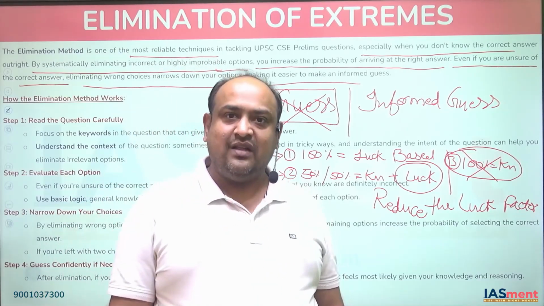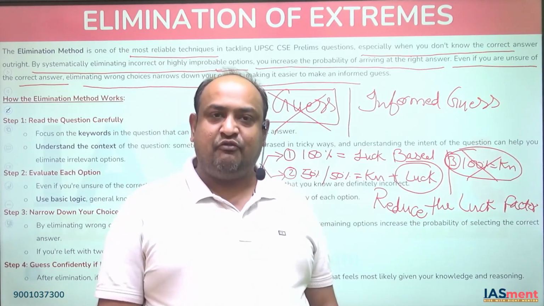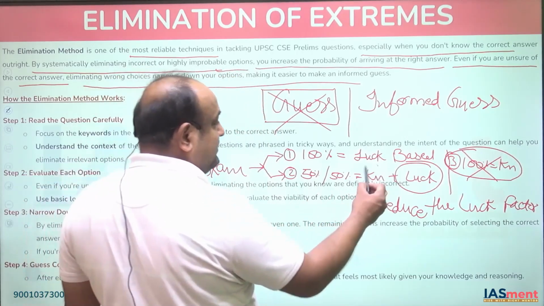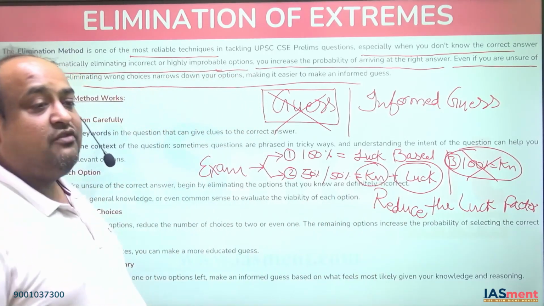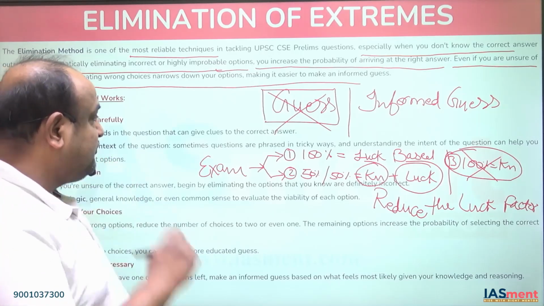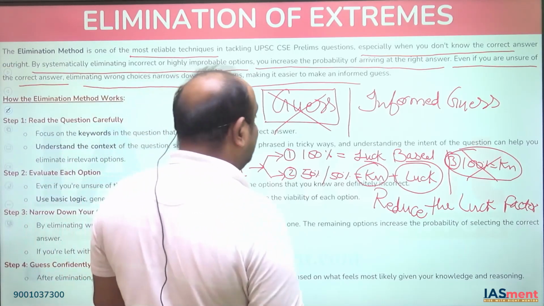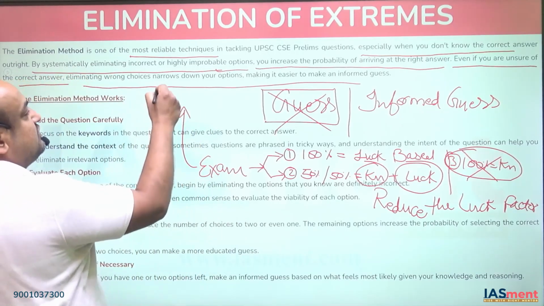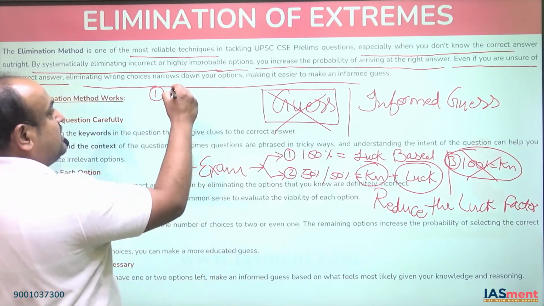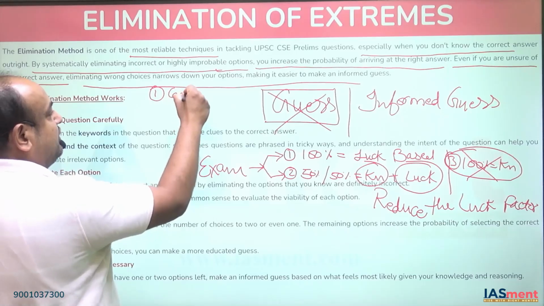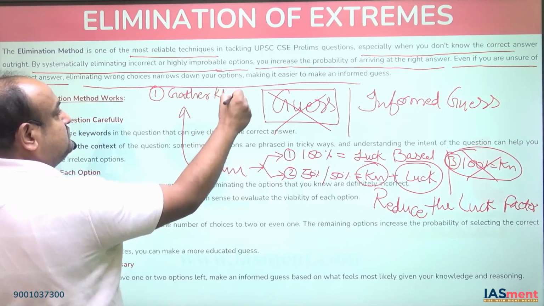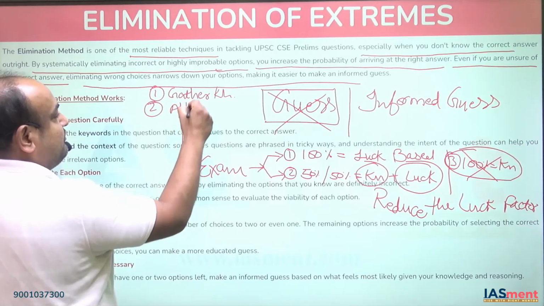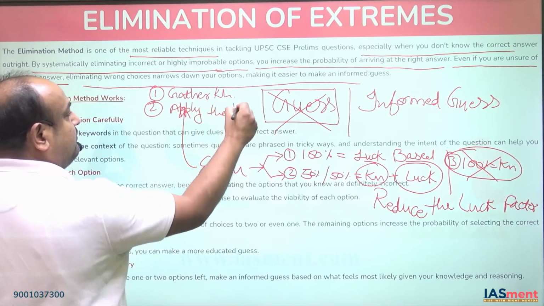ठीक है, उस दिन एग्जाम वाले दिन कुछ भी हो सकता है. Everything is part of luck. And second is knowledge base. That is, we should increase our knowledge so that the luck factor reduces. And to do that, what we have to do? We have to do two things. First, we have to gather knowledge. And second is, we have to apply the knowledge. We have to learn how to apply the knowledge.